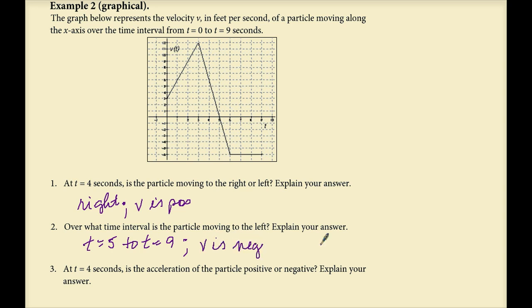At t equals 4 seconds, is the acceleration of the particle positive or negative? Explain your answer. Acceleration is the derivative of velocity, so we'll look at the slope of this velocity function to determine whether acceleration is positive or negative here. At 4, the slope is negative. That means acceleration is negative there. Why? Slope of the velocity function is negative.